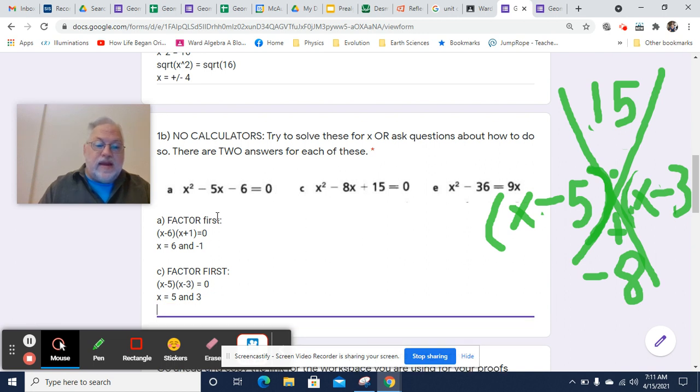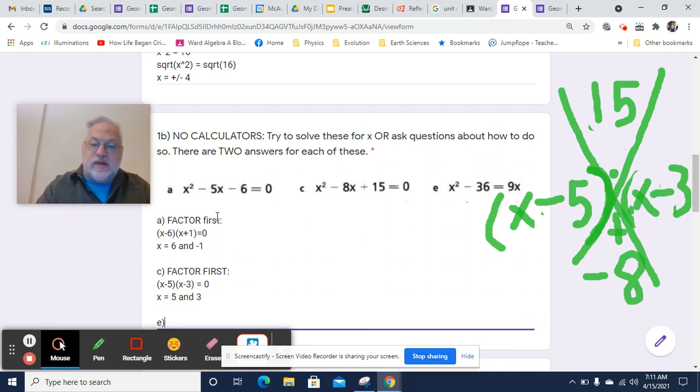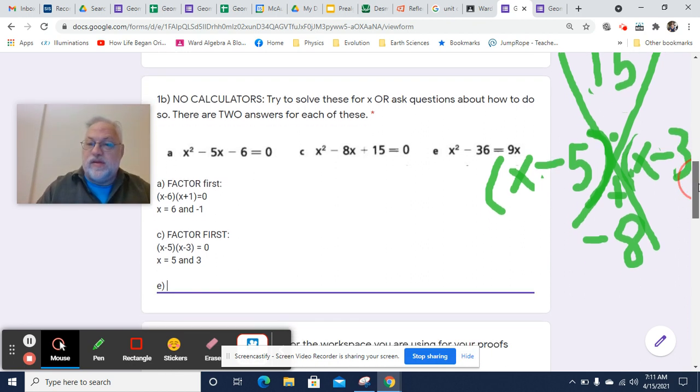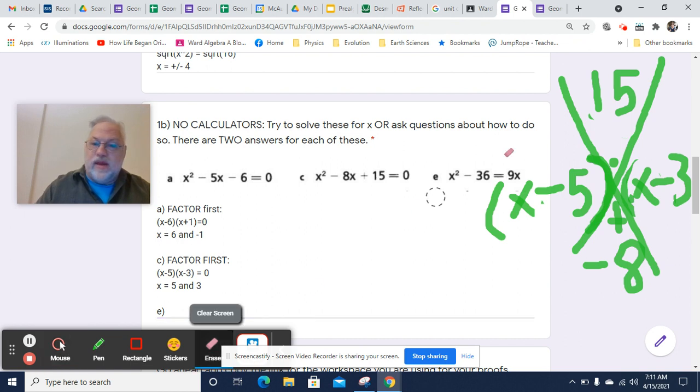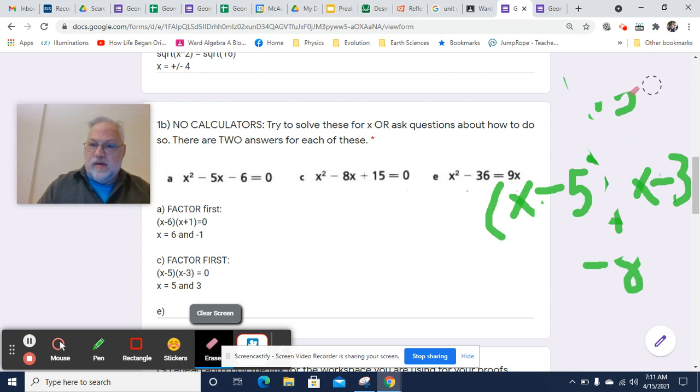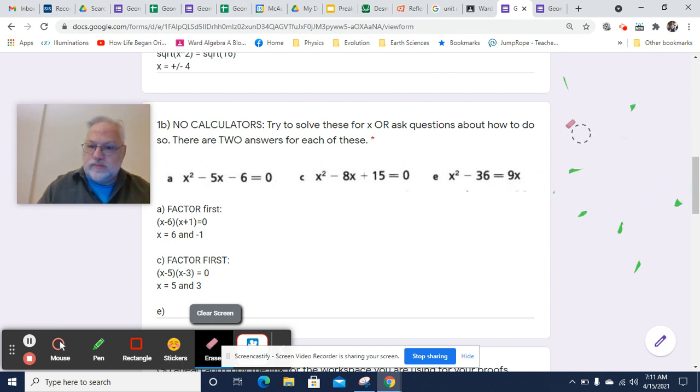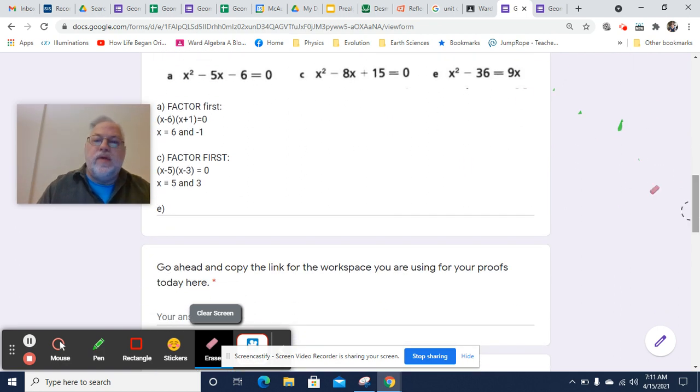All right, last one. Last one throws a slight curveball because it's not already organized in the format that we've been working with. I'm going to go ahead and erase this stuff here because I'm going to need to do it again a little lower on my screen. Okay, scroll down a little bit. And we're dealing with x squared minus 36 equals 9x. Now, x squared minus 36, we could factor that. That'd be x plus 6 times x minus 6.